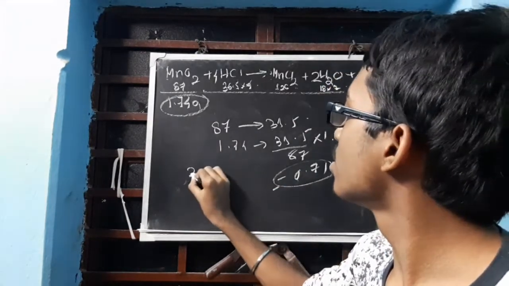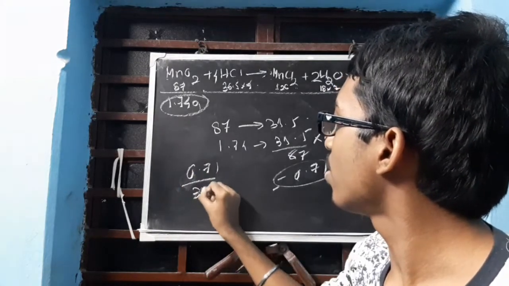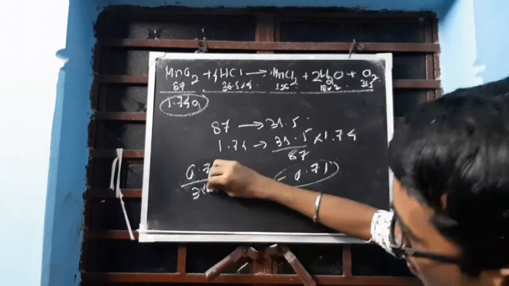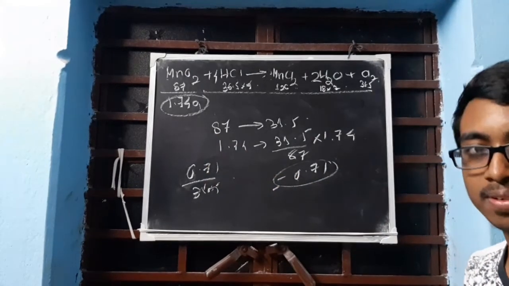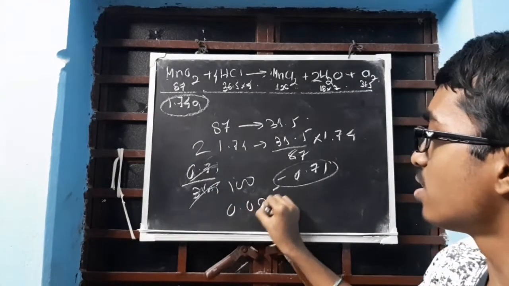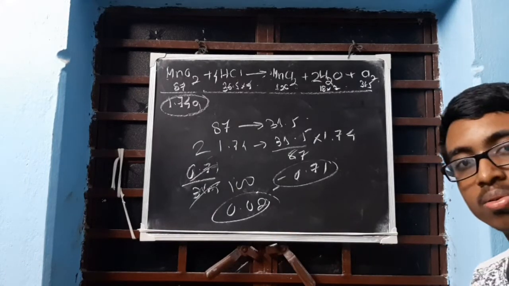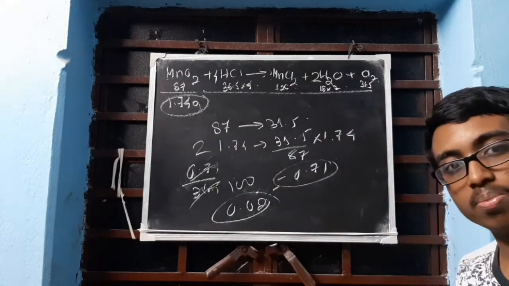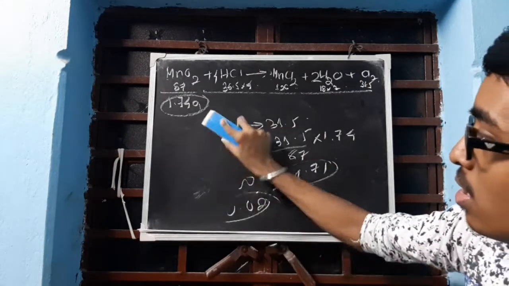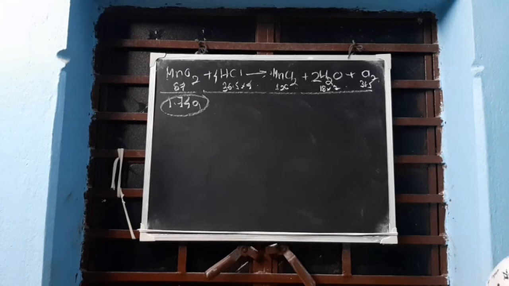Now the given weight is 0.71 and 35.5. Can you see a similarity? This is double. 100 below, so the answer is 0.02. I told you the 1:1 ratio, so the answer will be the same. Clear? So the mass of chlorine formed is 0.71 gram.